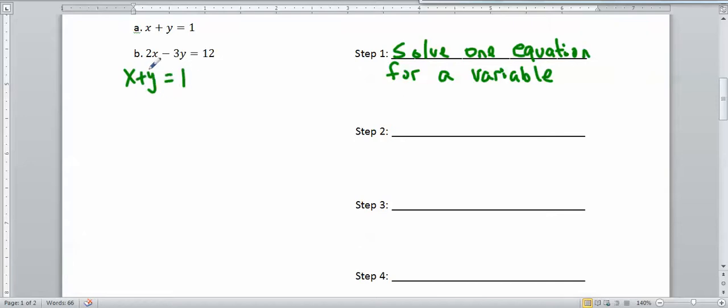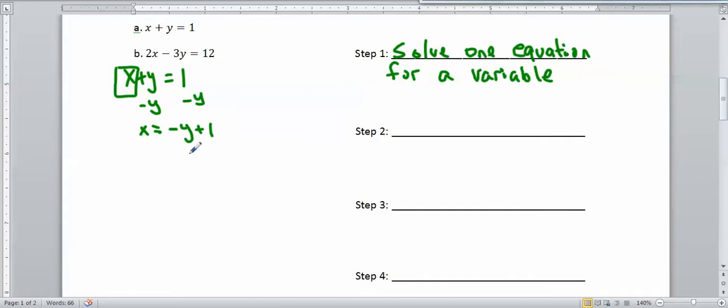Okay, so to get x by itself, I'm going to get rid of y. So remember, lock up the x and then get rid of anything else that's there. So I've got to get rid of y. To do that, I'm going to subtract y. And so what I get is x equals negative y plus 1.